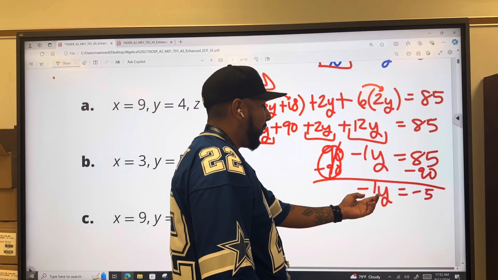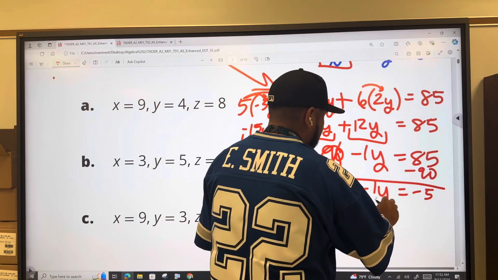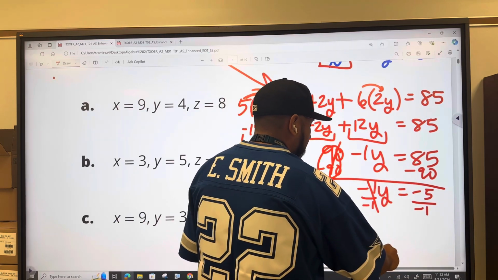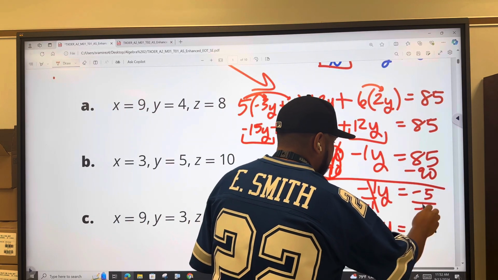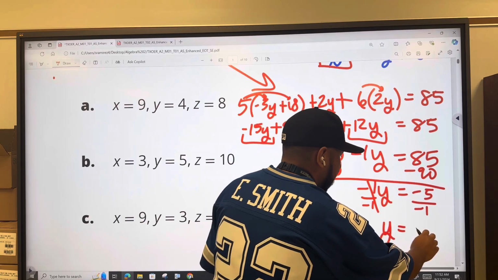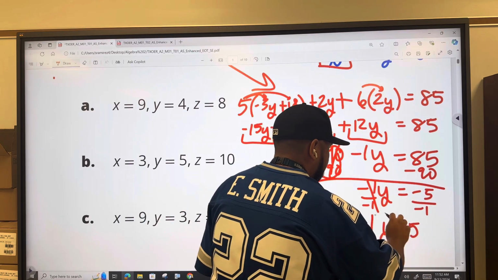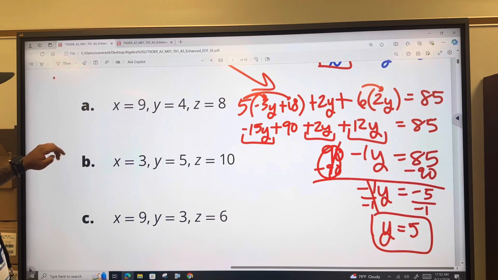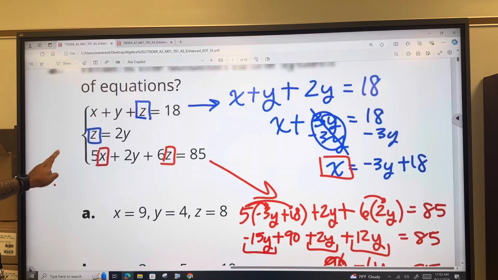Last step, I have multiplication. The inverse of that is divide. Divide, y equals, double negative turns into a positive, 5. And now we've got the y by itself. Okay, this makes it nice.